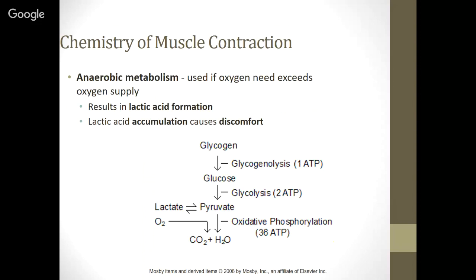Anaerobic metabolism is going to be used if the oxygen need exceeds the oxygen supply. So if you are running, and you have run out of oxygen, you've run out of energy, then we have lactic acid formation because we have anaerobic metabolism happening. Lactic acid accumulation causes discomfort. This is why you are sore after working out really, really hard, because you've gone into anaerobic metabolism, which produces lactic acid, which burns your muscles. So if you were ever wondering what happens there, this is what happens.